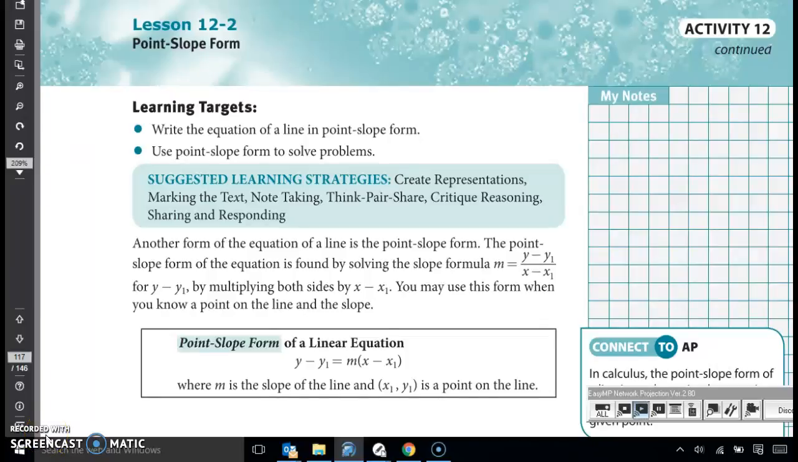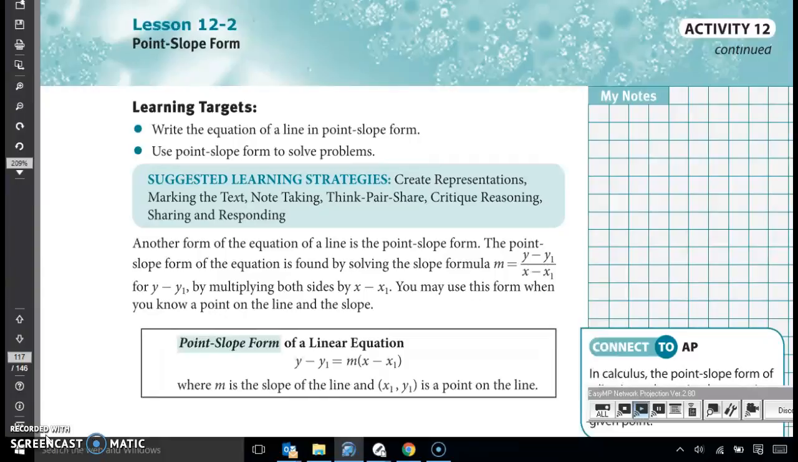All right, so looking at point slope form, our learning targets today are to write the equation of a line in point slope form and use point slope form to solve problems.